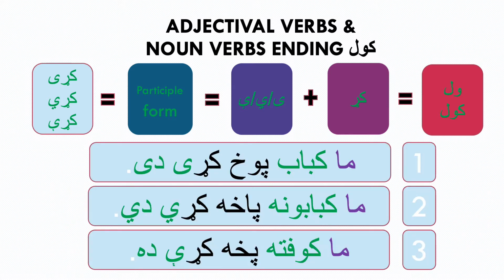For example, number 1, ما کباب پوخ کړی دی. Number 2, ما کبابونه پاخه کړي دي. Number 3, ما کوفته پخه کړې ده.